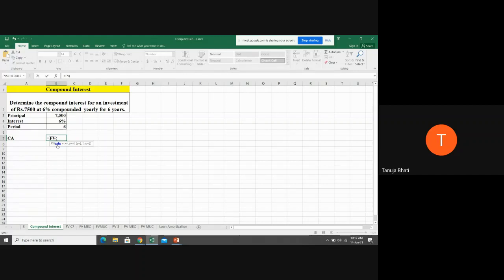What was the manual formula? P in the bracket 1 plus r raised to n. But you need not use all that here. Excel has given you ready-made formulas. Just use the formulas. So what is Excel telling? First, write the rate. So I just click on this rate.